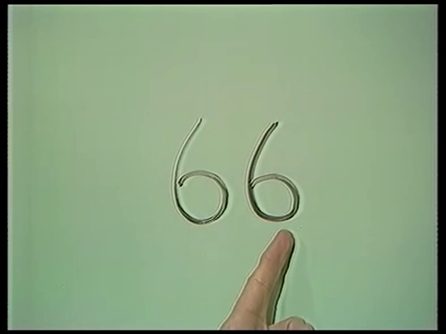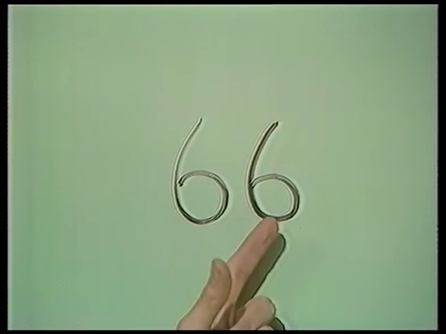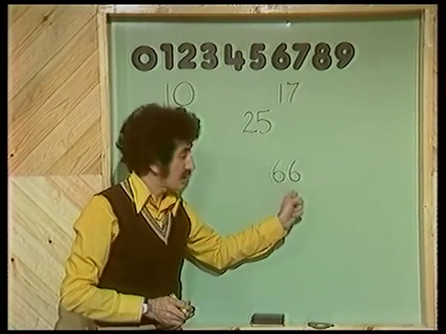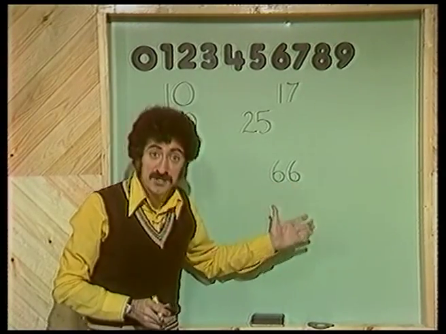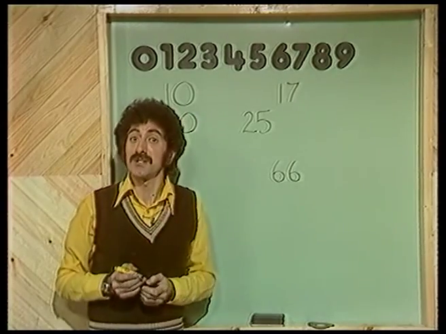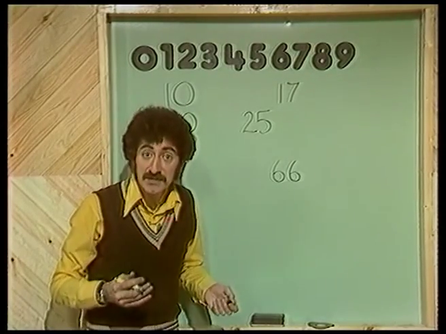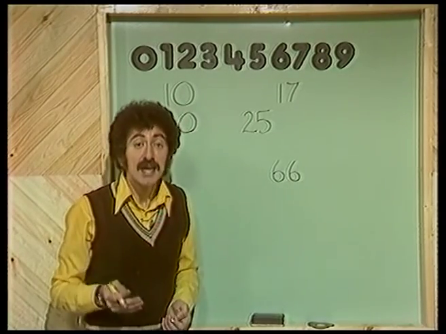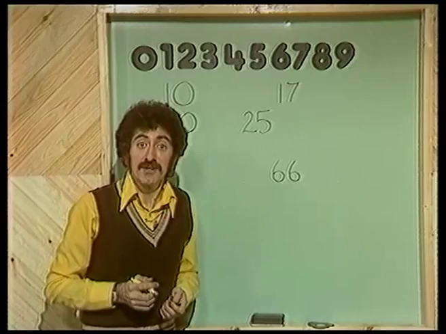66. Now, those two 6s look the same, don't they? But they're not. That is 6 tens, and that's 6 1s. So you see, where the number is tells us what it means. 6 tens and 6 1s, 66. And after that, there's 67, 68, 69, 70. Then from 70 to 80, from 80 to 90, and from 90 right up to 100.